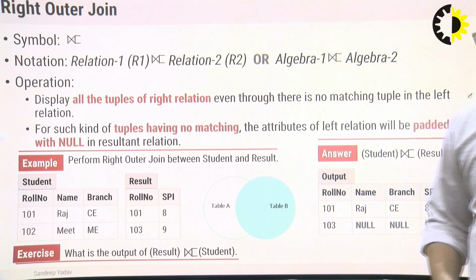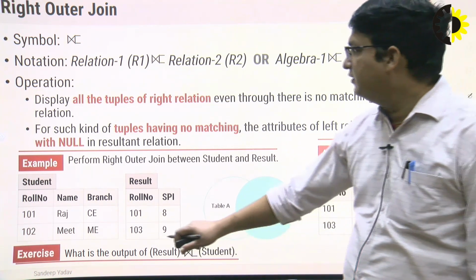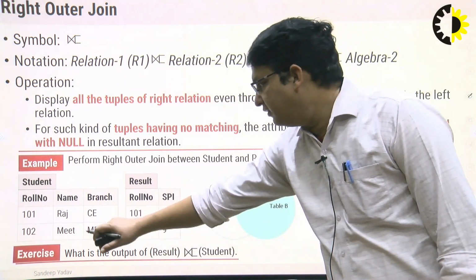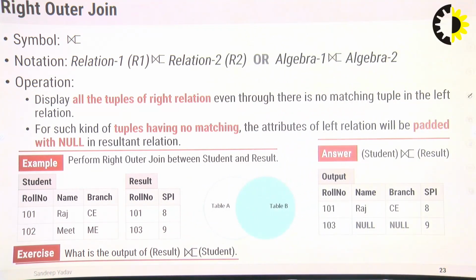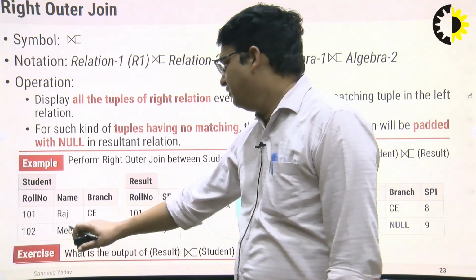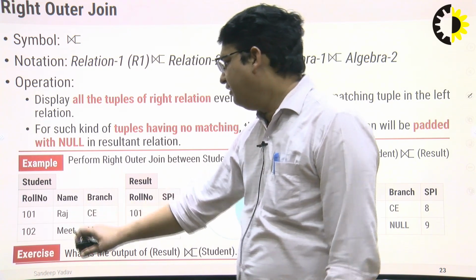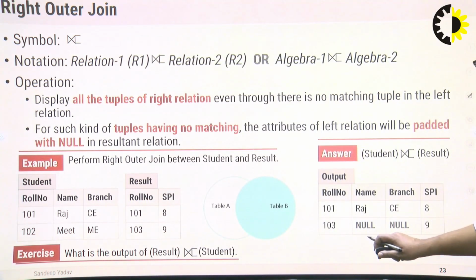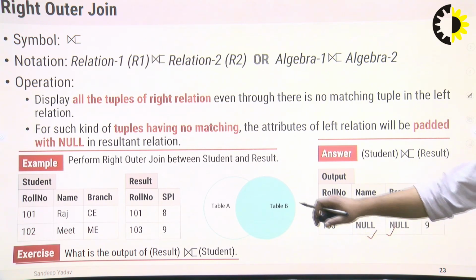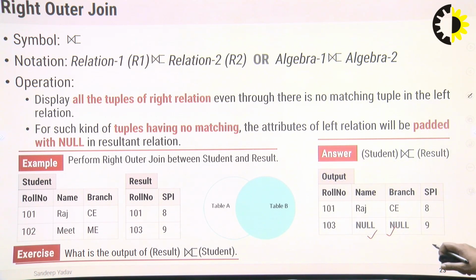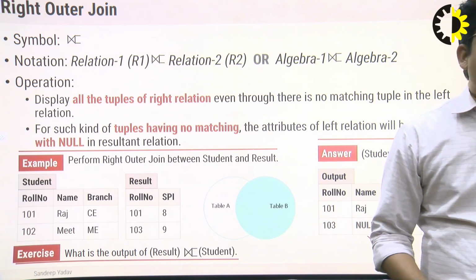So this value 102, which is not present in the right, will also be shown in this way. Now the right outer join. Now we want to show 103 though it is not present here, so we can be using right outer join. 103 branch is not there. There is no entry for 103 here, so branch will be null and name will be null here. Both of them are null because their corresponding value is not present in the left table, and SPI is 9. So this we can show with the help of right outer join.